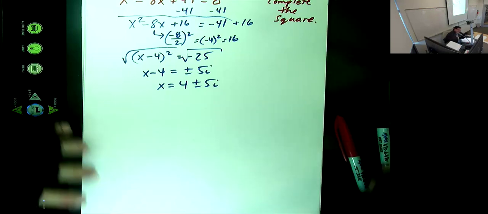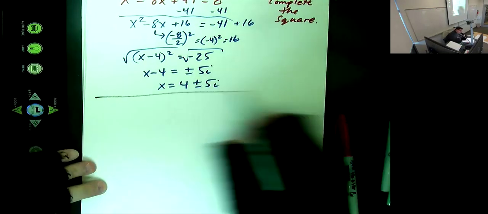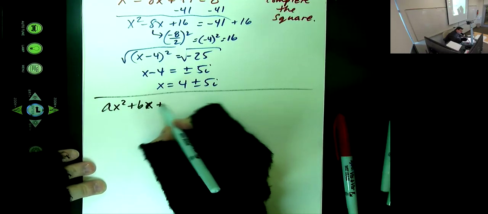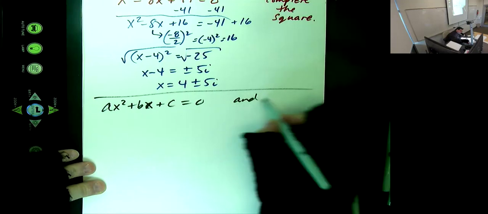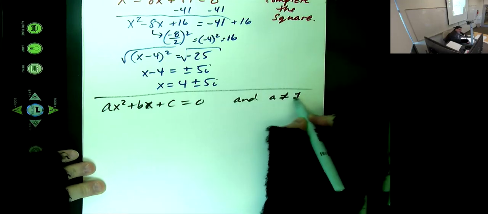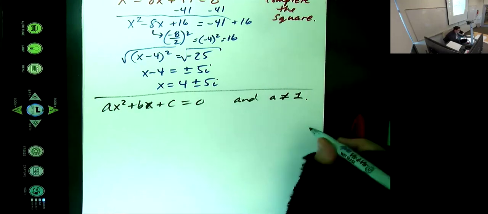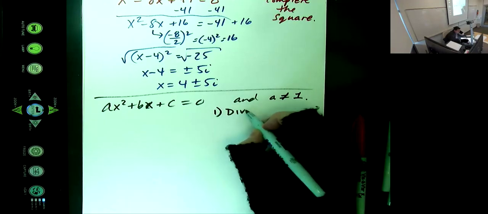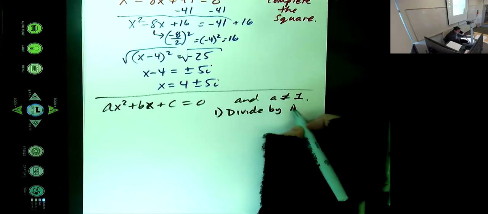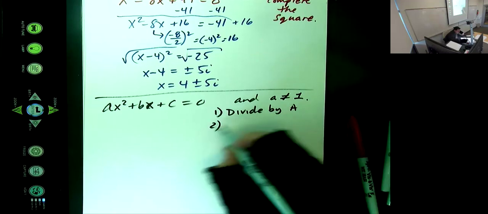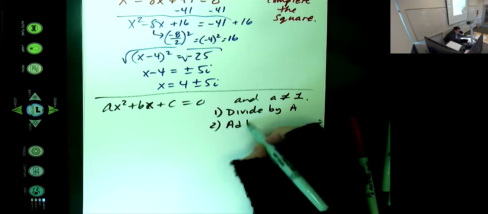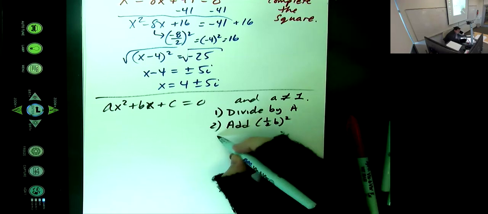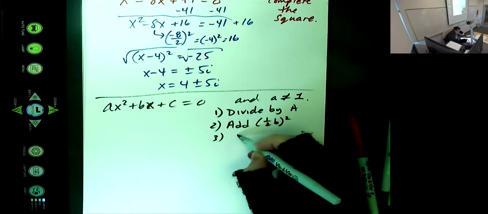We'll use that one in a second. Okay, so we're doing ax squared plus bx plus c equals 0, and a does not equal 1. We modify our approach a little bit. Step one is divide by a. Step two now goes back to adding 1/2 b squared and completing the square.